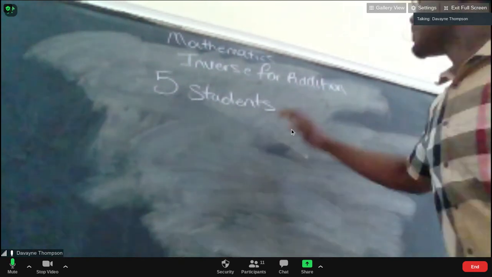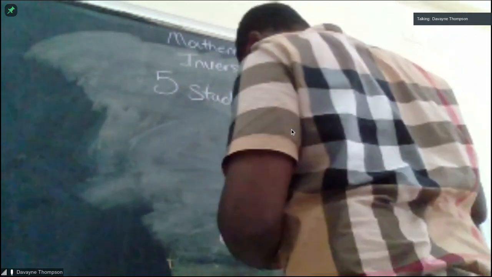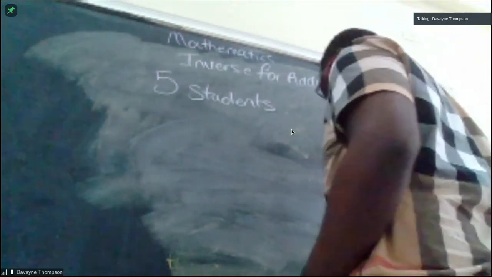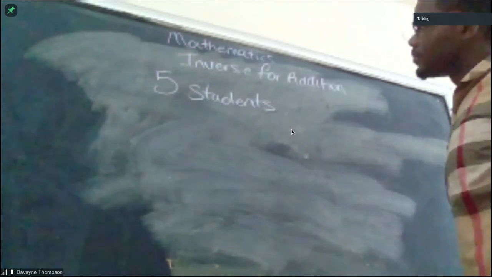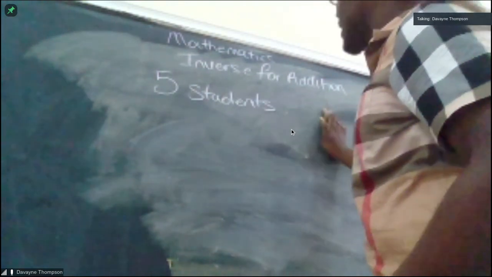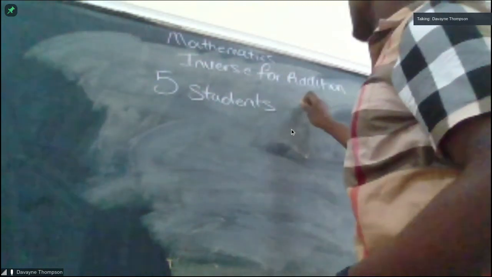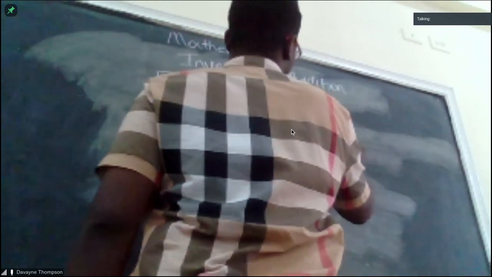But in the meanwhile, let's say now that we had 5 as our amount of students. What would be the inverse of 5? This question goes to the student. What would be the inverse of 5 under addition? So, remember that question? What would be the inverse of 5 under addition?